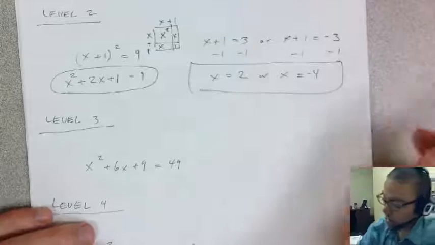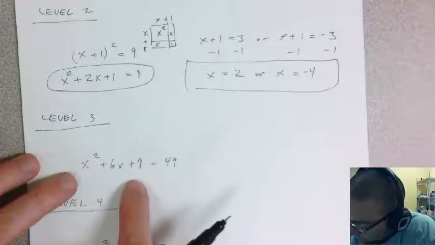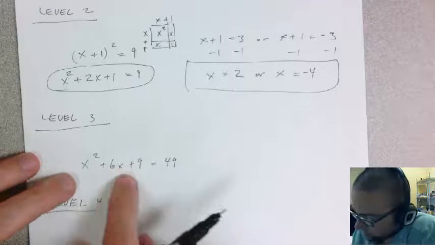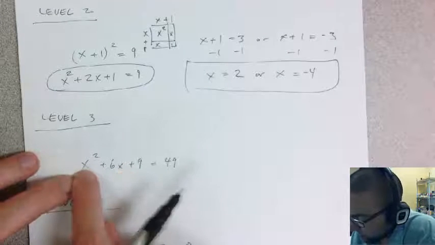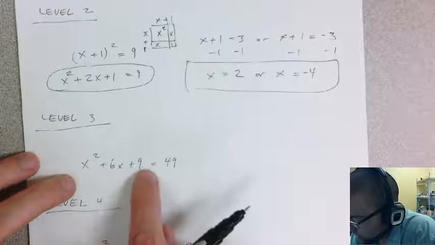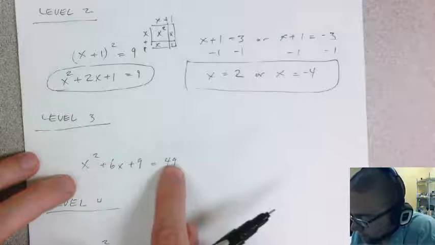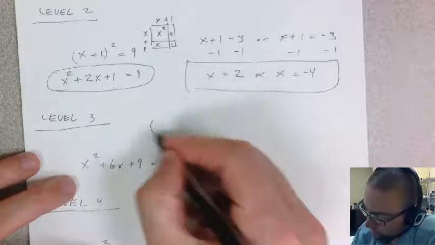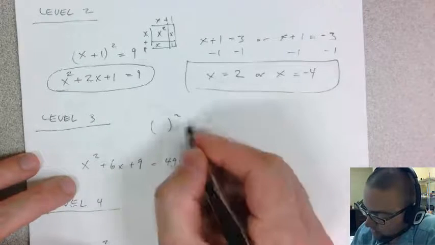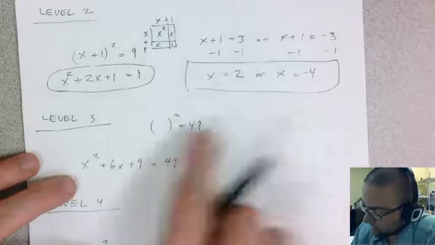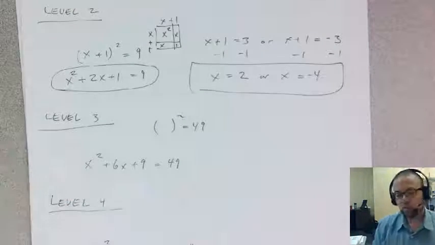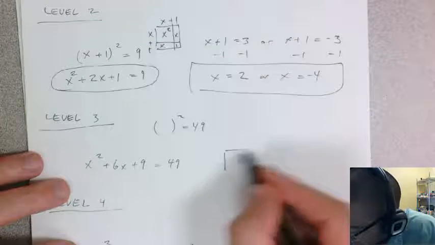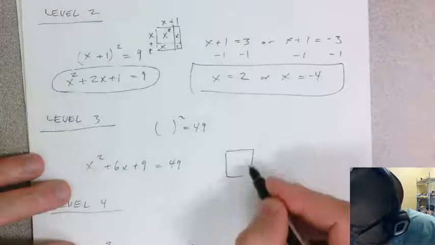Okay, let's go up to level 3 now. So now I have a statement which is not a perfect square, right? I have x squared, and then I have 6 x's, and then I have 9, and then I have this 49 over here. So it would be really nice if I could turn it into something like this, where it's just blob squared equals 49. I could deal with that, right? So when it's not in the form that you like, let's force it, right? So let's turn it into a square.